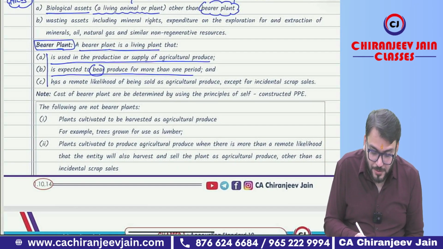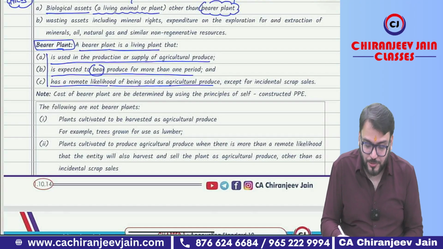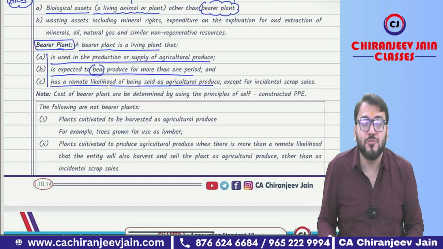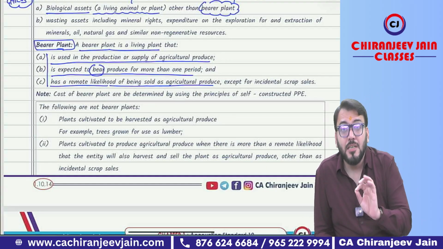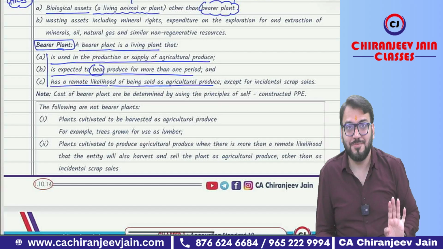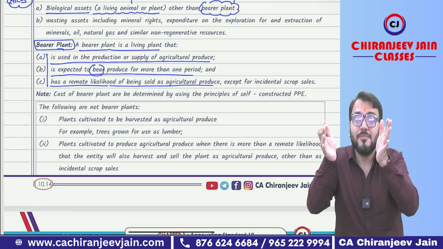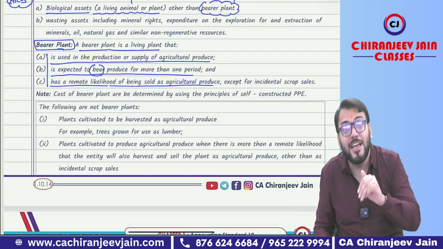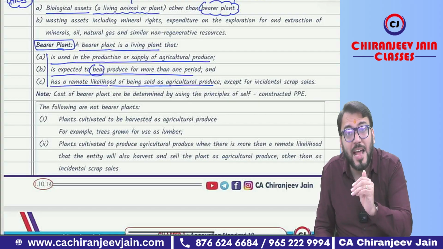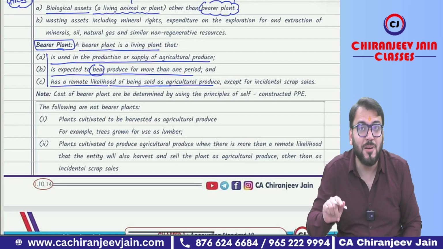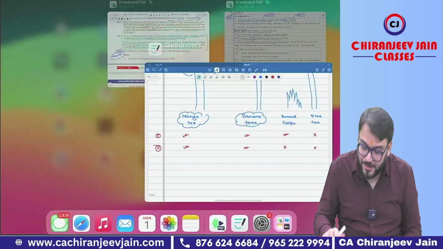Next point. What is given? Has a remote likelihood of being sold as an agriculture produce. You might have seen the banana tree is also sold as an agriculture produce. Means the banana tree along with banana is an agriculture produce. The entire banana tree is also an agriculture produce, and that will also be sold as an agriculture produce. It means, can I say the third condition is not satisfied for banana tree? Are you getting what I am saying?